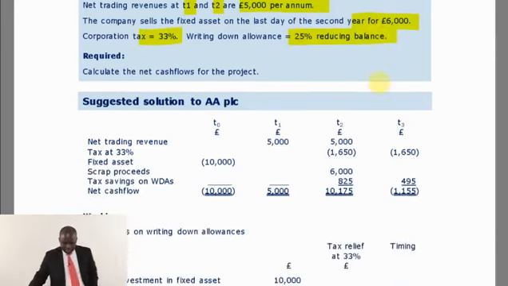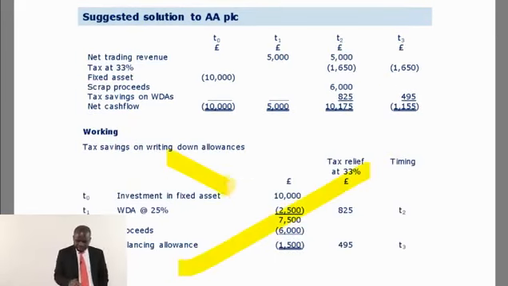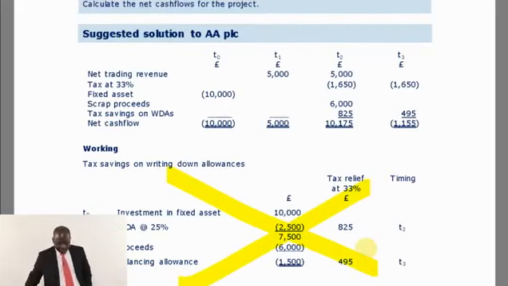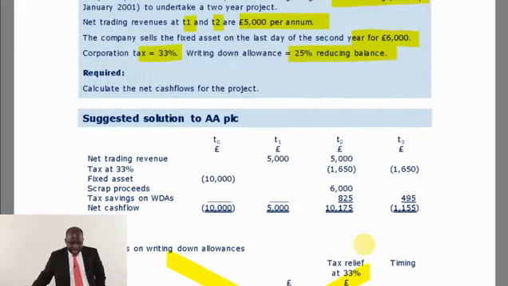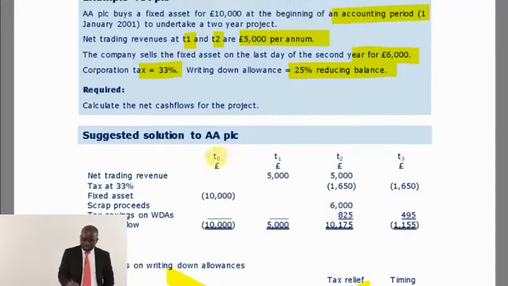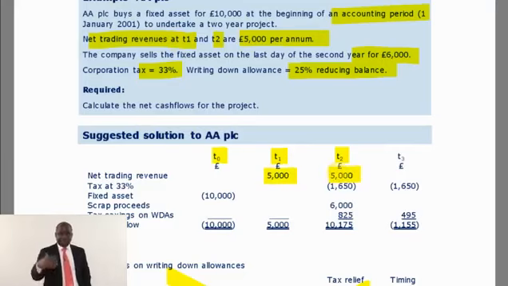We are not going to use this primary school thing again, I told you, because we have to use the 75% rule. It's faster. Now the project is for 2 years. So year 0, year 1, year 2. Forget about year 3 for now. The question told us net trading revenue is 5,000, 5,000, 5,000. Net trading revenue is the same as the cash profit.